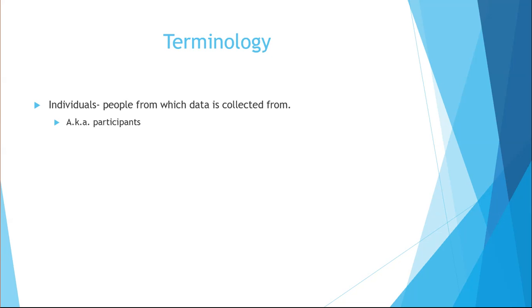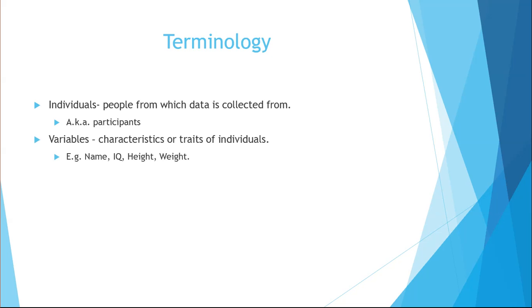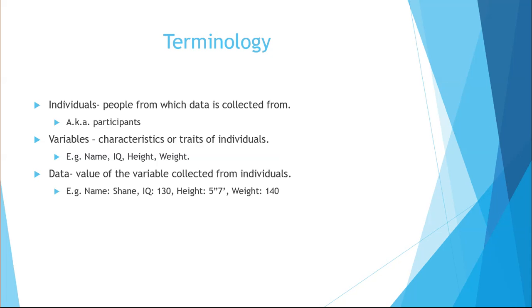Individuals are people from whom data is collected, also known as participants. Variables are characteristics of the individuals, such as names, IQ, height, weight, and other things that are unique to the individual. Data is the value of the variables collected from the individual. For instance, Shane, 130, 5'7", and 140 would be data points because they are the values of the variables we were looking at, such as name, IQ, height, and weight.